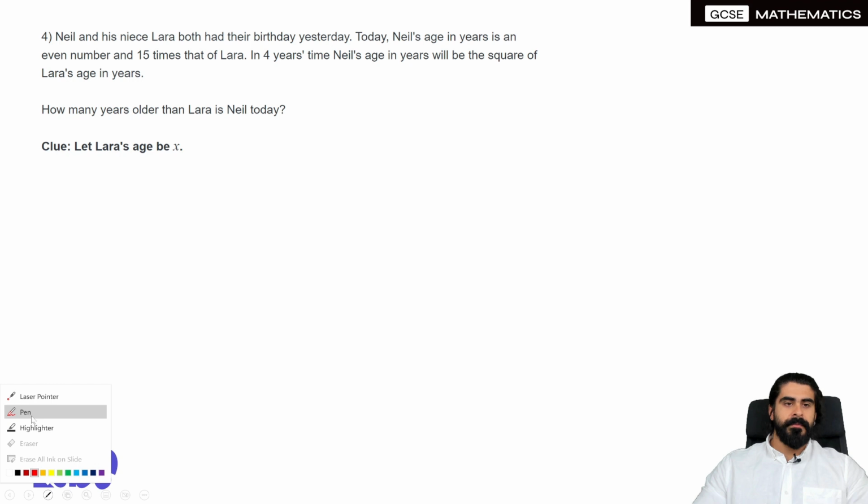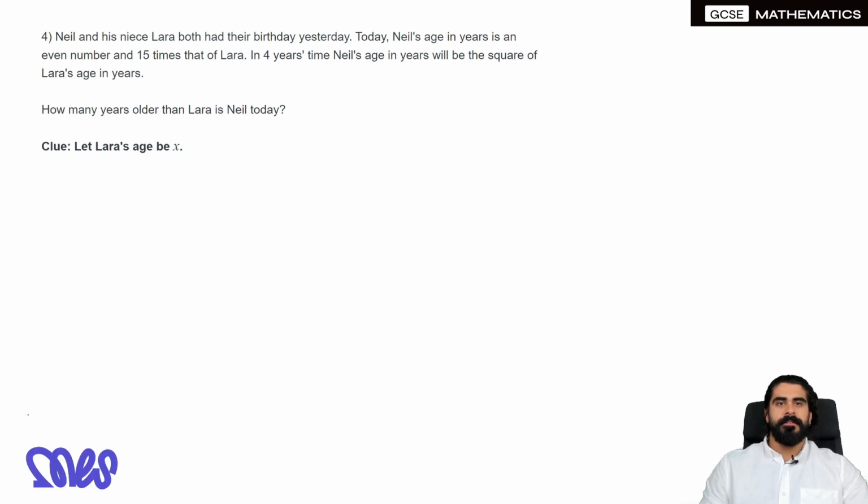Question 4. Neil and his niece Lara both had their birthday yesterday. Today Neil's age in years is an even number and 15 times that of Lara. In 4 years' time, Neil's age in years will be the square of Lara's age in years. How many years older than Lara is Neil today?